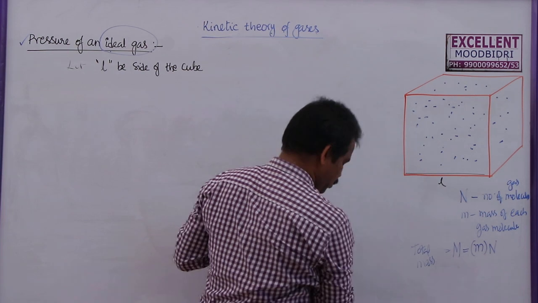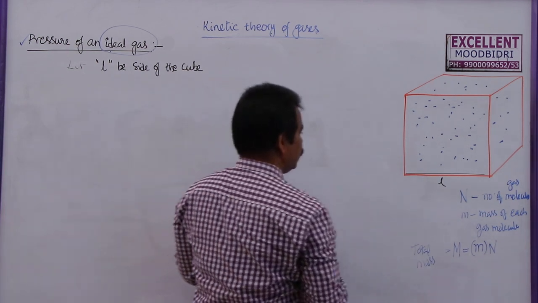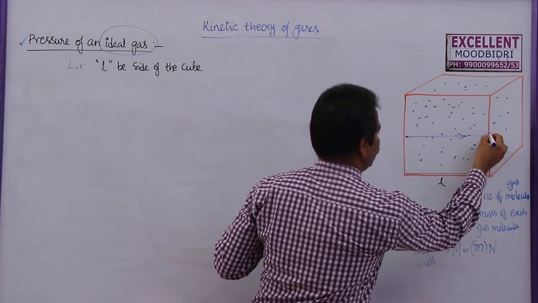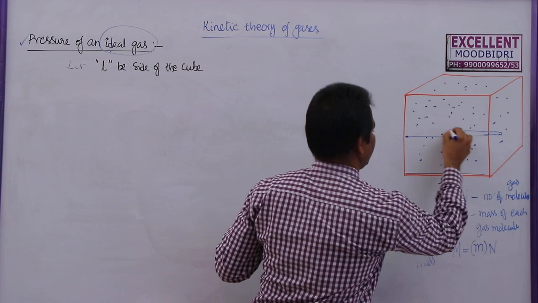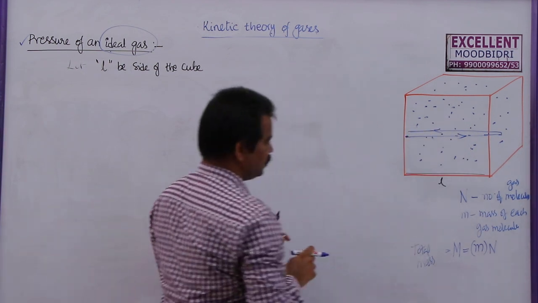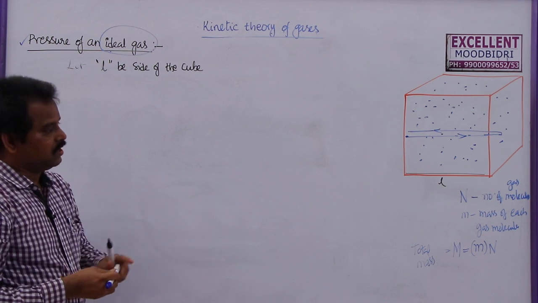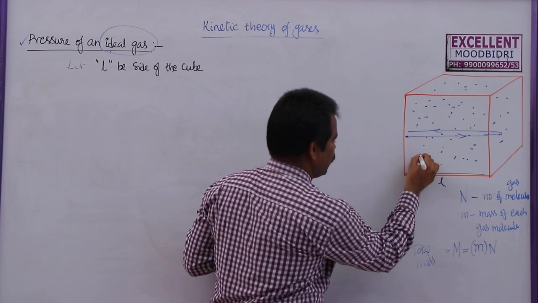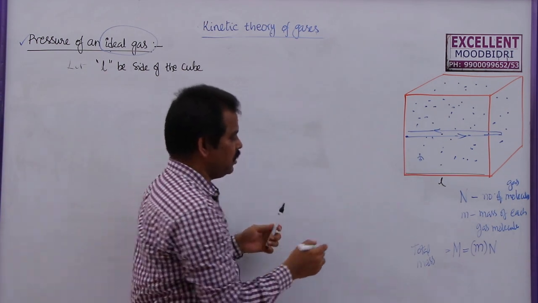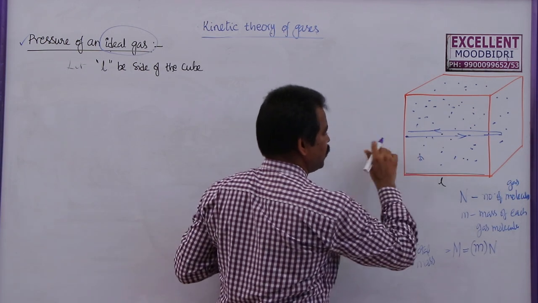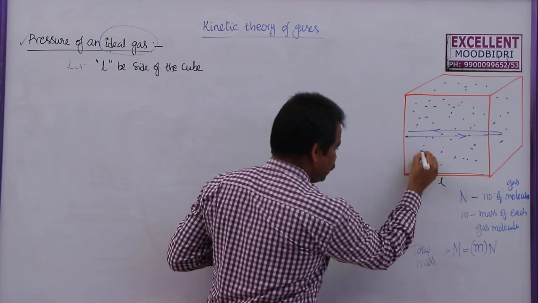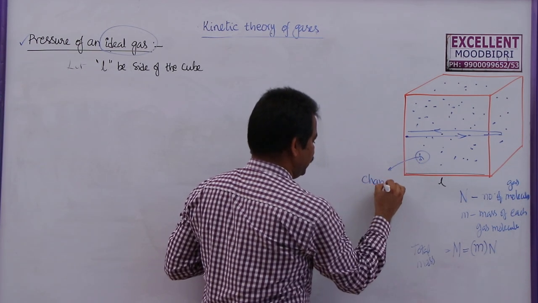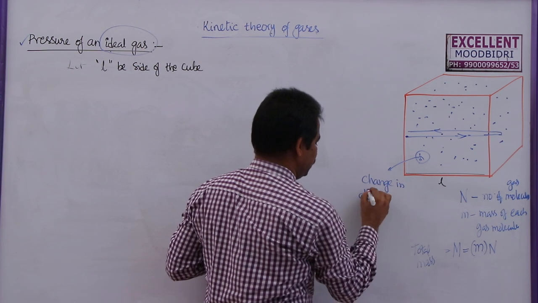So if you consider a molecule which is present here and it is moving towards this wall, and after collision with the wall, let us say it is coming back in the opposite direction with the same velocity. Why? Because already we discussed that the collision is always elastic. Generally, if a molecule collides with another molecule, pressure will not be created here. Pressure will be created whenever a molecule collides with the wall.